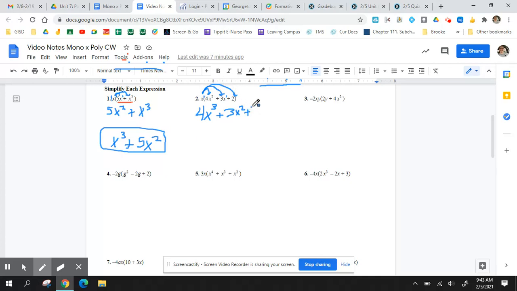And that's just 2x, and we're done. That's it for this one. Okay, now we can do multiple variables. Like on this example for number 3, it has negative 2xy and then times our binomial. So we're still going to be multiplying.